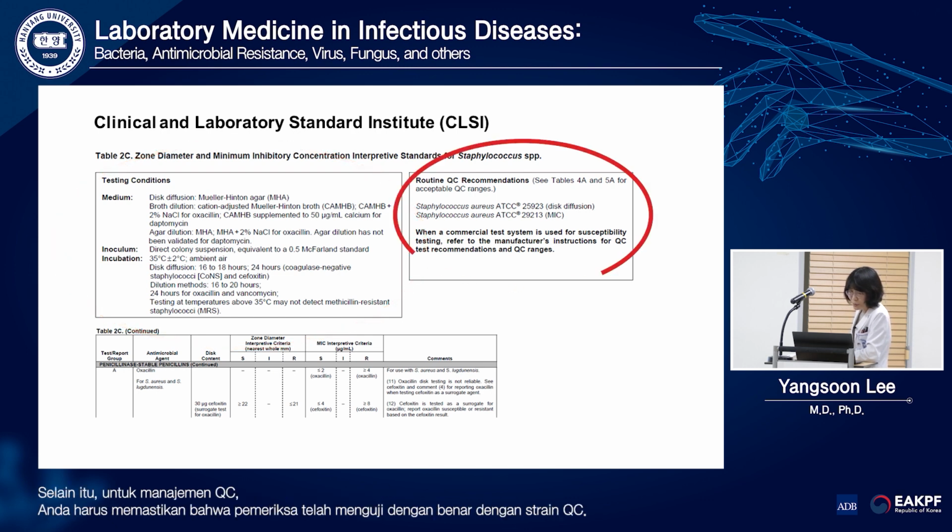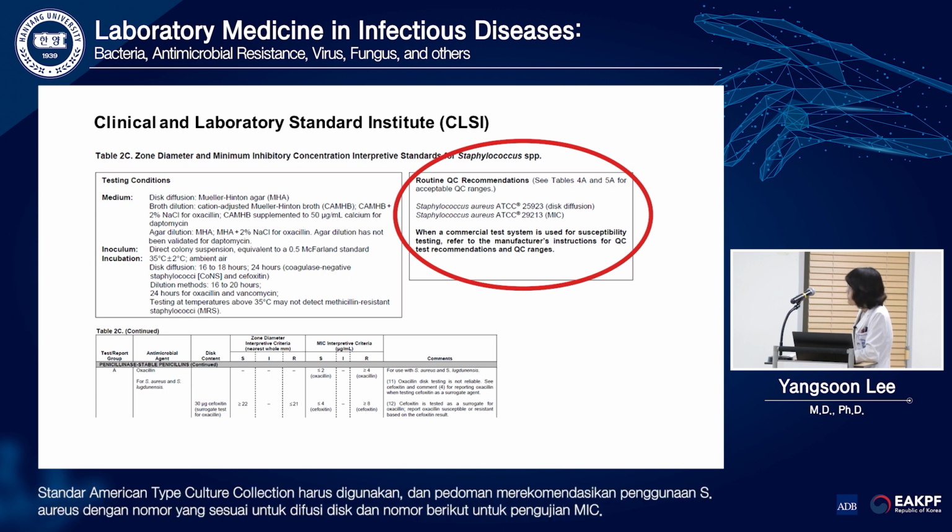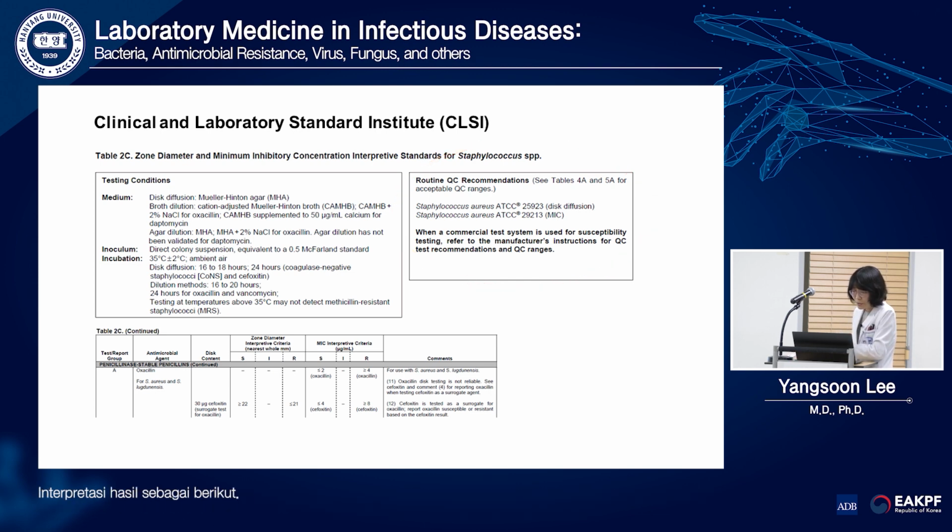As for QC management, you must ensure that the examiner performs proper tests with QC strains. The American Type Culture Collection number should be used, and the guidelines recommend using the corresponding number of disc diffusion tests and the following number of MIC testing. The interpretation of the results is as follows.